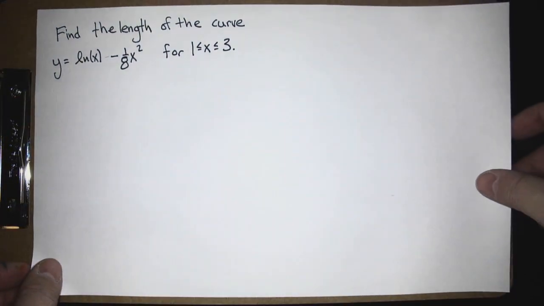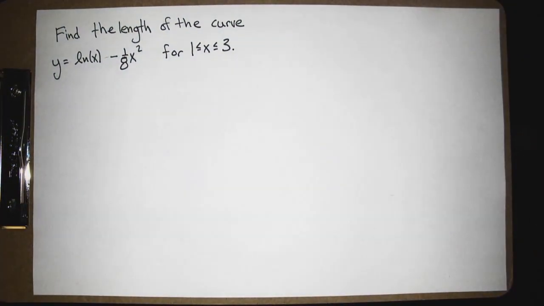This problem is so nice, they put it on exams twice. I don't think it's that fun, but okay, we can try it out. Find the length of the curve y equals natural log of x minus 1/8 x squared, where x goes from 1 to 3. Okay, well, let's make sure we learn how to recognize what type of problem we have. Is there anything about this problem that makes us think this is a length of curve problem? Anything at all?